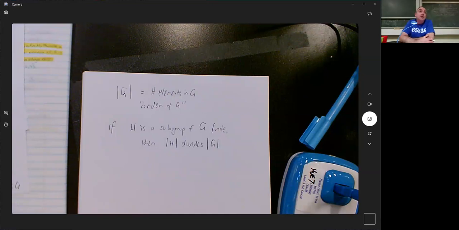Which means that if a group has a prime number of elements, it doesn't have any subgroups other than just the identity all by itself, because nothing divides into the order. Yeah, so a corollary like that.